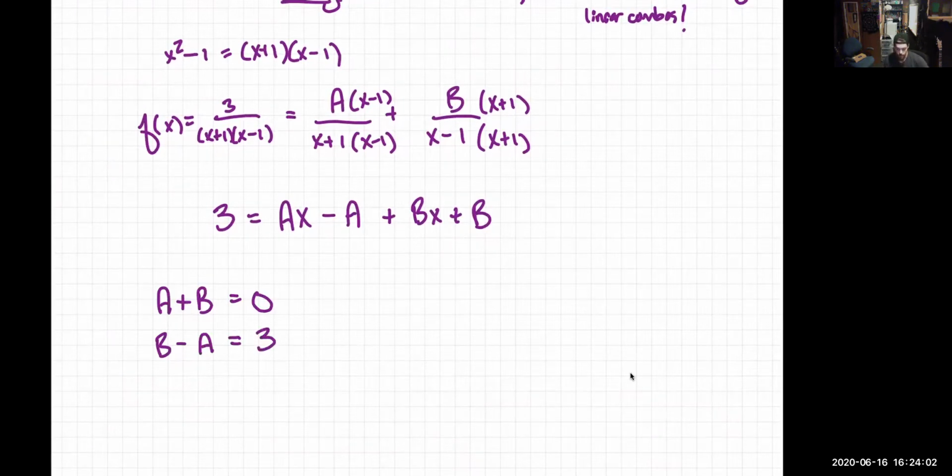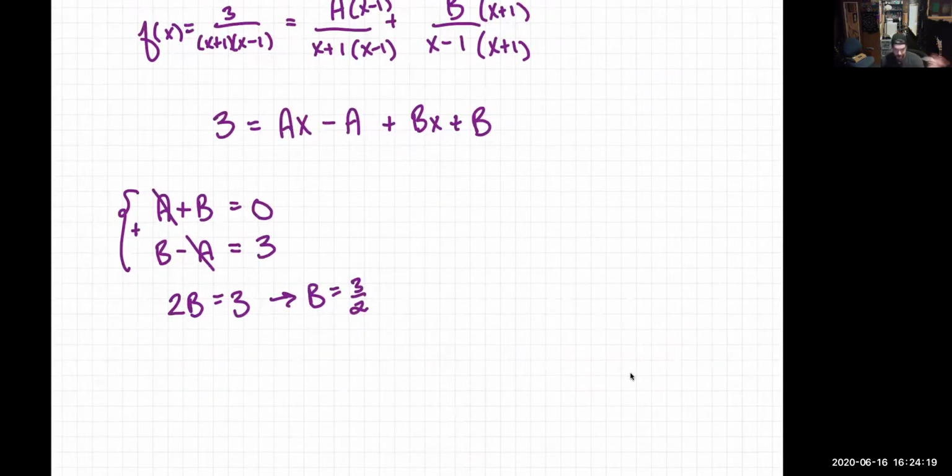is equal to 3. Well, okay, I'm just going to add this straight down. We'll just treat this like a system. So if I add these straight down, then we're going to get that the a's cancel out. So 2b equals 3, which means b is 3/2. And by that logic, a plus b is 0. So that means that a is just going to be negative 3/2.